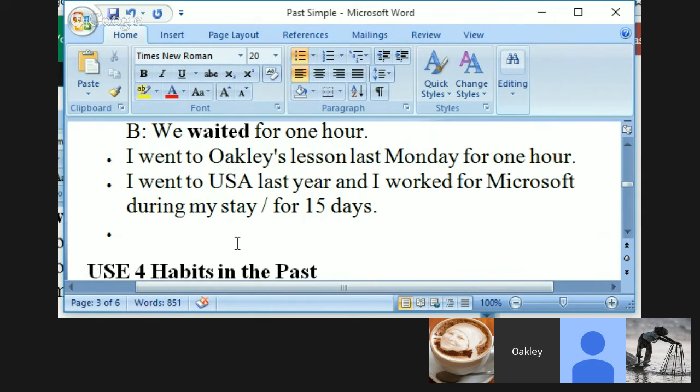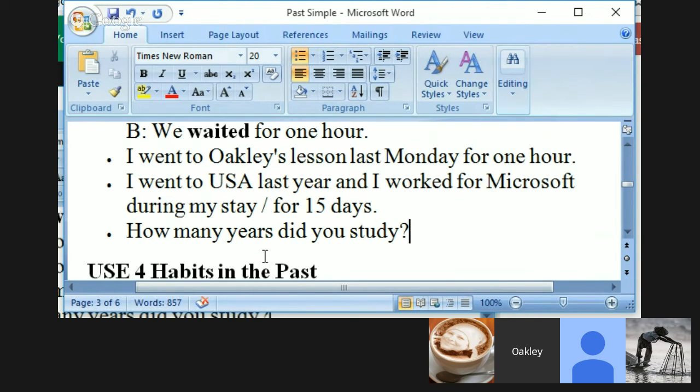Simple past, stick in a time phrase. So I know you're talking about a specific time. How many years did you study? Okay. How many years did you study? Well, that's interesting. Okay, well, obviously the question is about a duration of time, clearly. Notice the construction here.